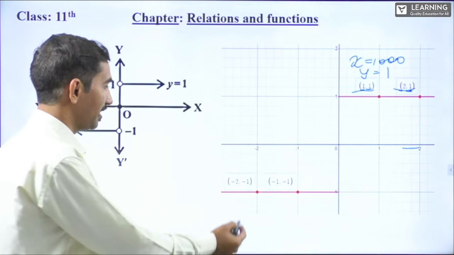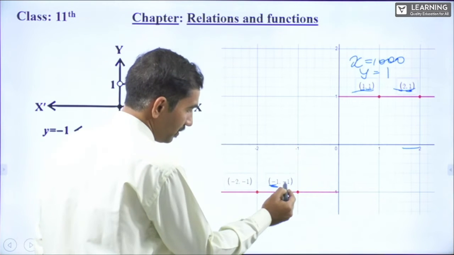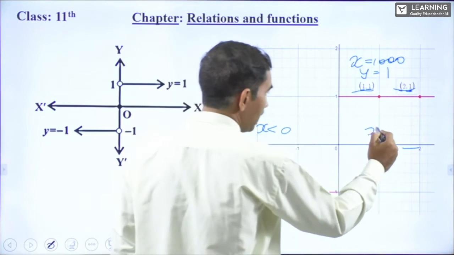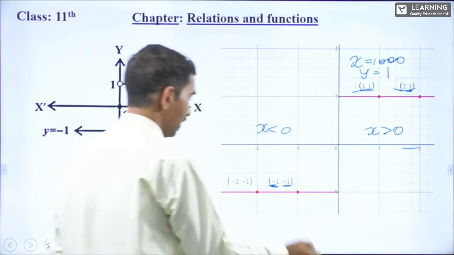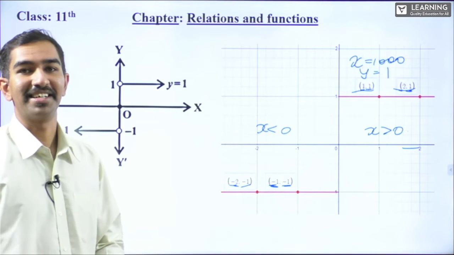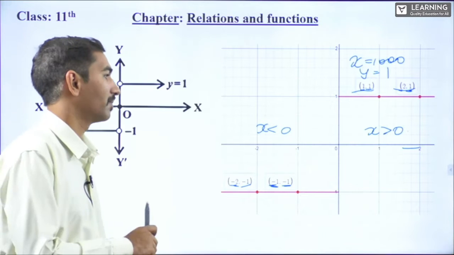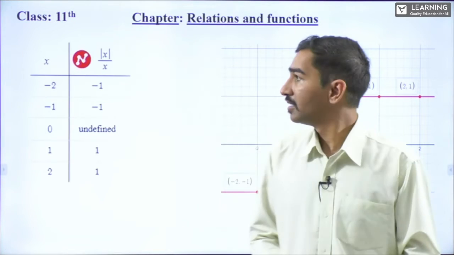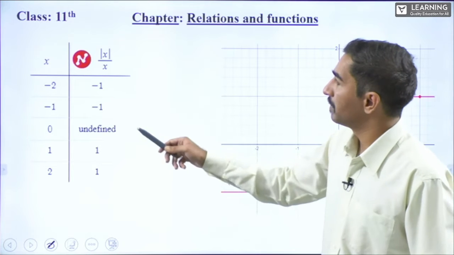Understanding? So same thing here, students. X is equal to minus 1, y is equal to minus 1, lesser than 0, right? X lesser than 0. Here it is x greater than 0. X is equal to minus 2, y is equal to minus 1. Understanding? So this is a graph of Signum function. Okay, moving on to the next type of function, that is, the Signum function table.